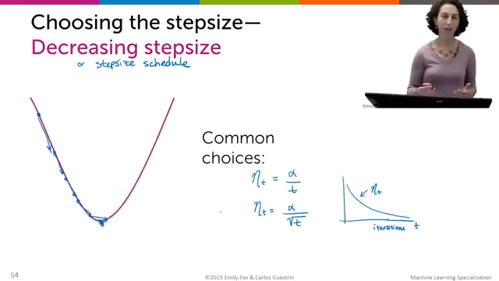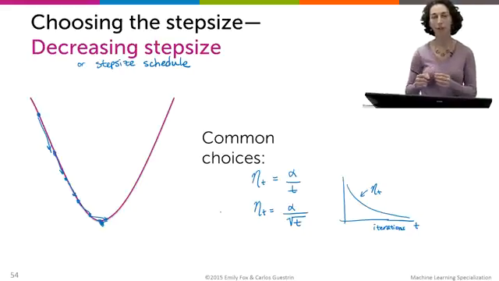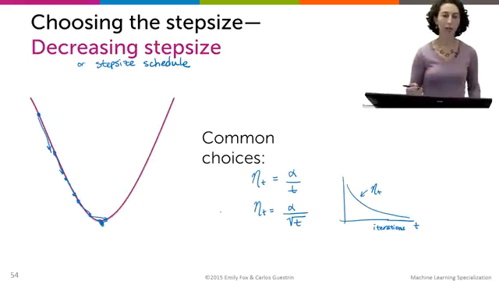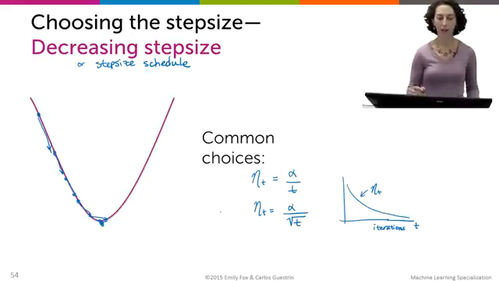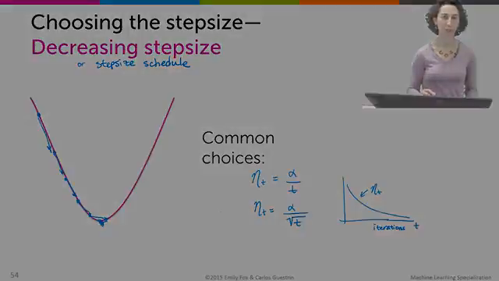But one thing you have to be careful about is not decreasing the step size too rapidly, because if you're doing that, then you're going to, again, take a while to converge, because you're just going to be taking very, very small steps. Okay, so in summary, choosing your step size is a bit of an art, but here we've gone through a couple examples of things that are commonly used out there.